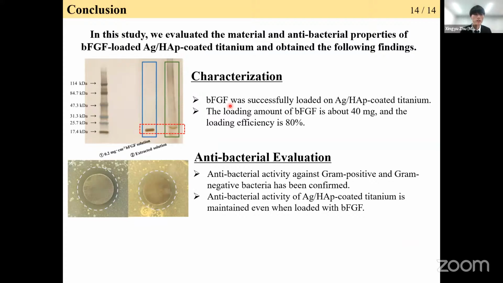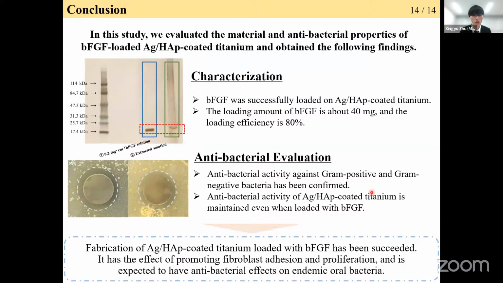And lastly, in this study, we evaluated the material and antibacterial properties of BFGF-loaded AG-HAP-coated titanium. In conclusion, these results show that the preparation of AG-HAP-coated titanium loaded with BFGF has succeeded. It has the effect of promoting fibroblast adhesion and proliferation, and is expected to have antibacterial effects on endemic oral bacteria.